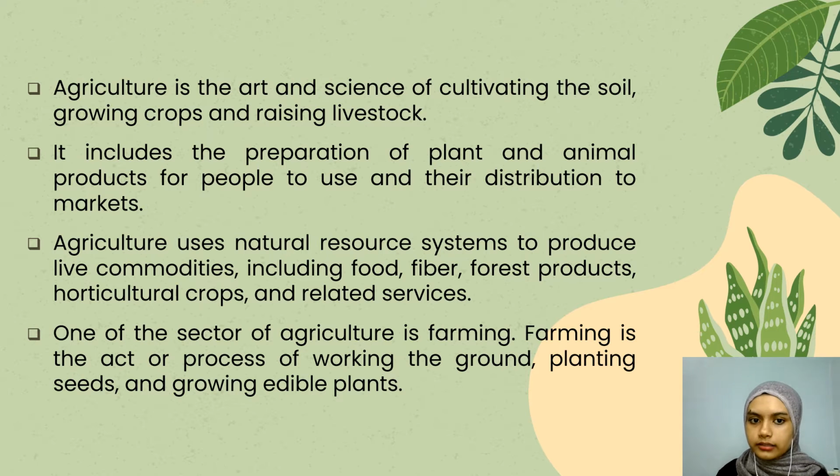Agriculture is the art and science of cultivating the soil, growing crops, and raising livestock. It includes the preparation of plant and animal products for people to use and their distribution to markets. Agriculture uses natural resource systems to produce live commodity, including food, fiber, forest product, horticultural crops, and related service. One of the sectors of agriculture is farming. Farming is the act or process of working the ground, planting seeds, and growing edible plants.